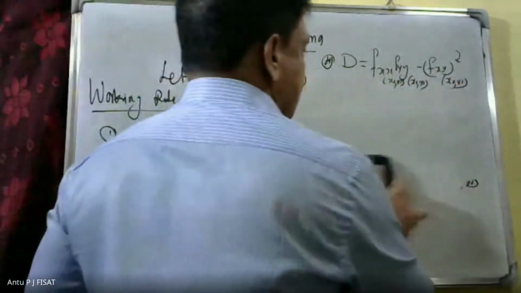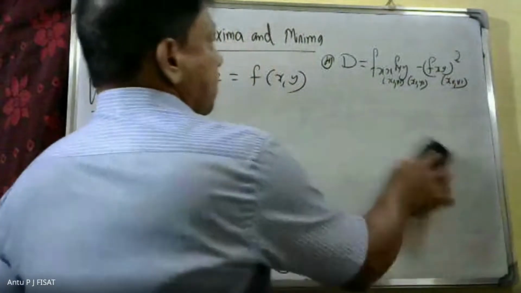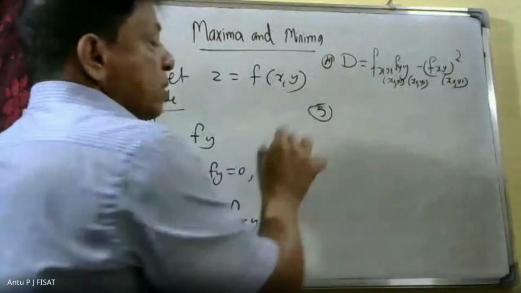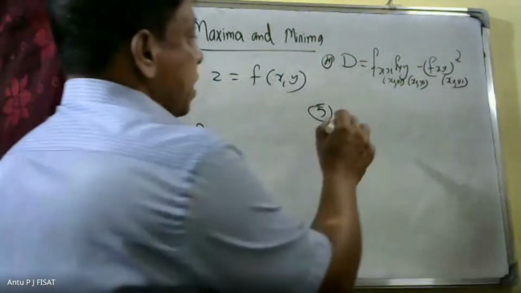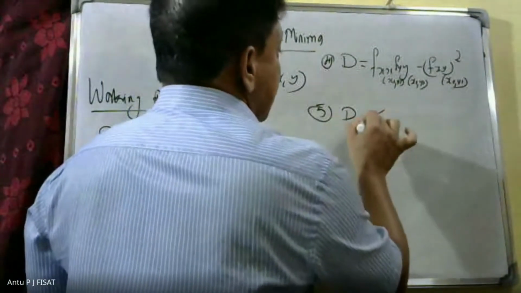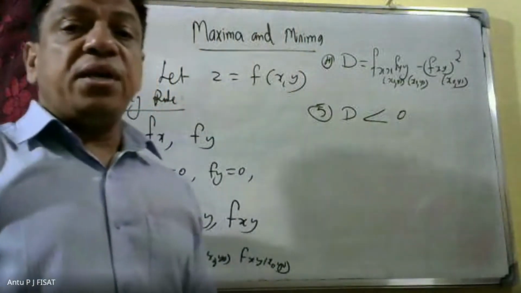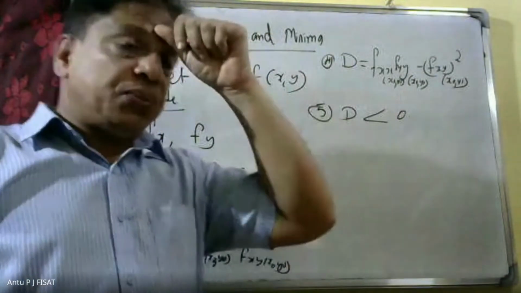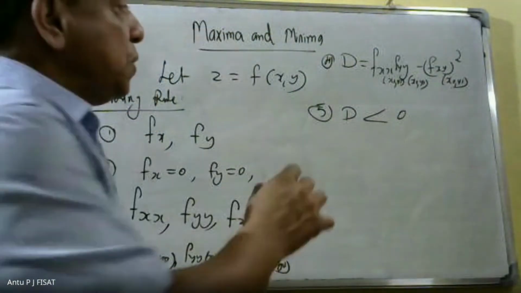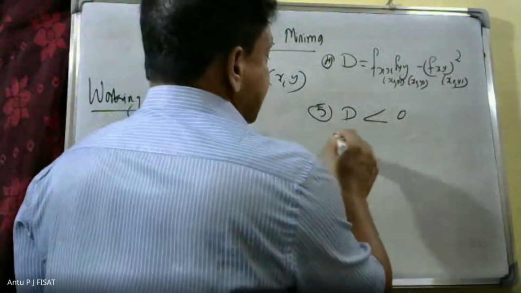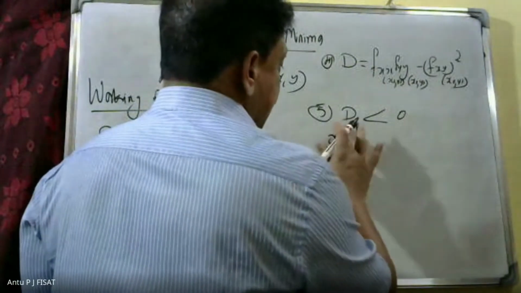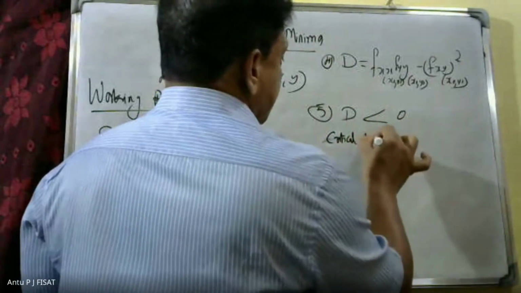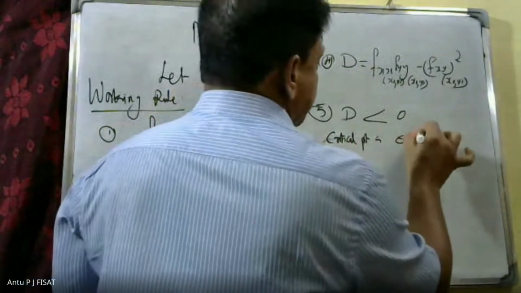Then, when we calculate the D, when the value of D is less than 0, we say that x0, y0, the critical point, is a saddle point.